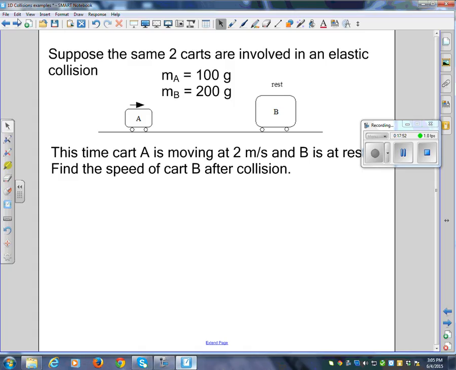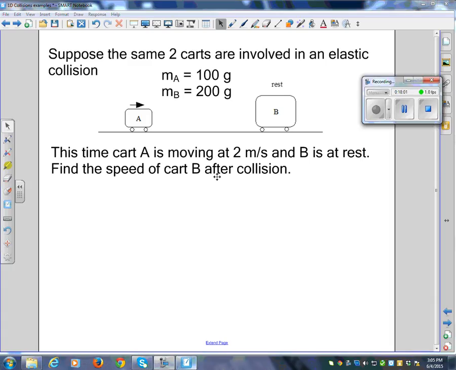So suppose the same two carts are involved in an elastic collision. This time cart A is moving at 2 meters per second, cart B is at rest. Find the speed of cart B after the collision. Do you want me to do this one for you, or do you want to try it? Let's do this one.